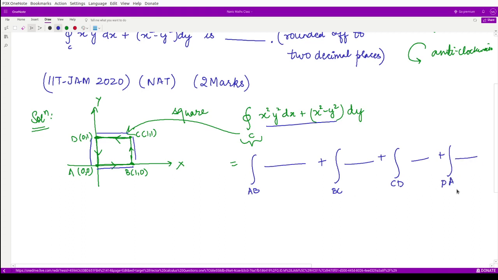Remember, these directions should be as such only. We are going from A to B, then from B to C, then from C to D, and then from D to A, because if you reverse the direction, the signs would alter. Here we have to see what the limits are according to these directions. So for the curve AB, this is a straight line, and when you move from here to here, you are moving from the point A to the point B, having coordinates (0, 0) and (1, 0).